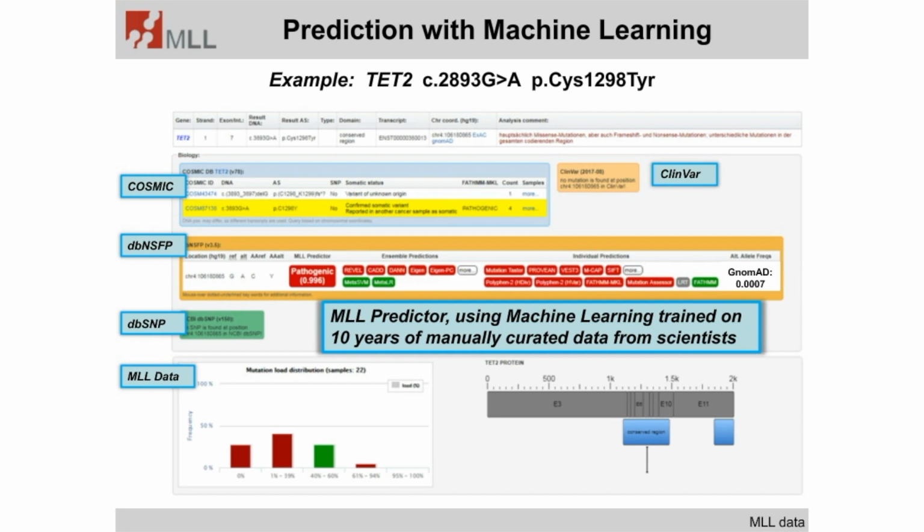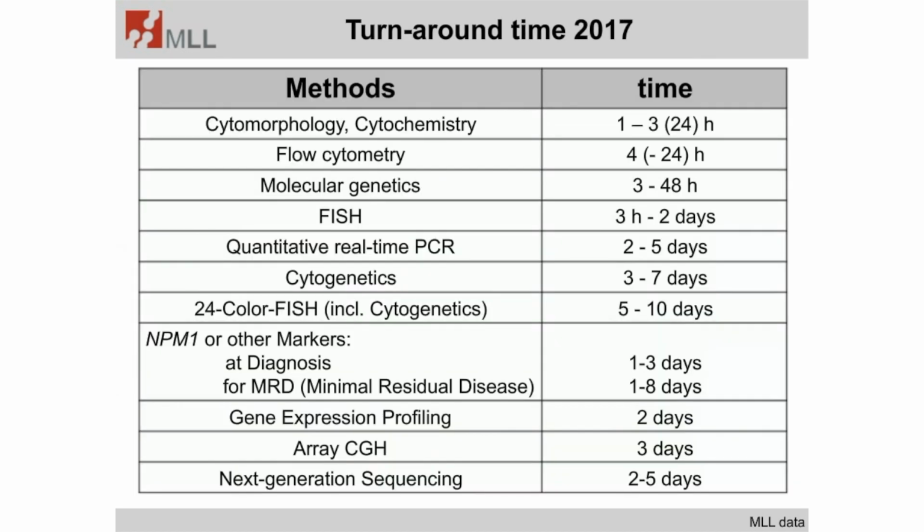Now, this is the workflow for today as we have implemented it in our routine. And you see here all the different techniques that we use to combine the best results to diagnose, to classify for hematological diseases, starting from cytomorphology and ending today in a routine setting that is completely accredited according to ISO 15189 with next-generation sequencing. And you also see here the respective turnaround times for NGS in-house.